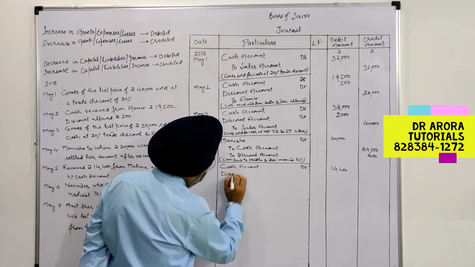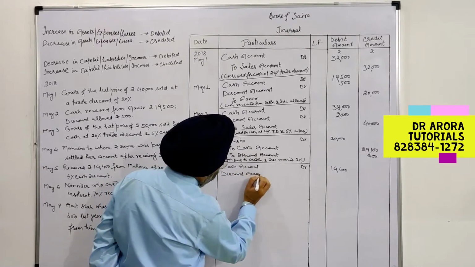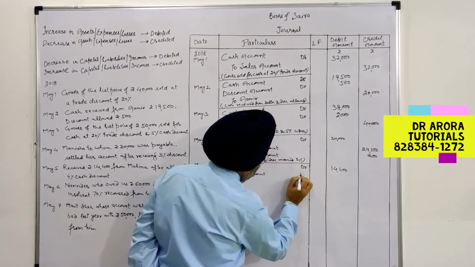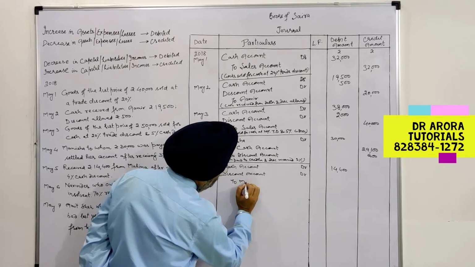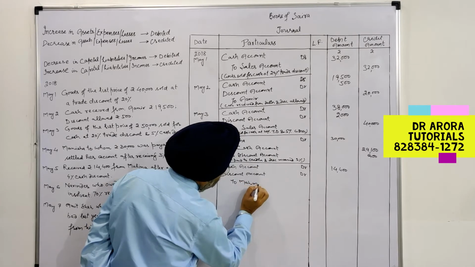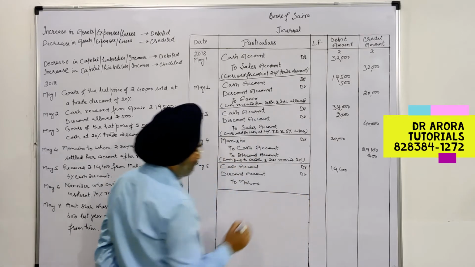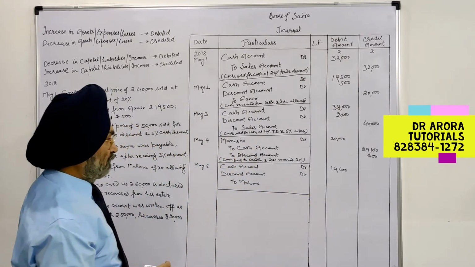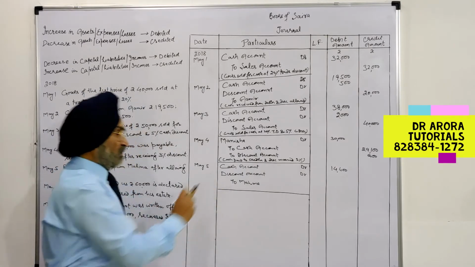Discount being our expense. Moreover, cash and discount always come on the same side. Credit the giver, or decrease in debtor. So how much decrease in debtor and how much discount?